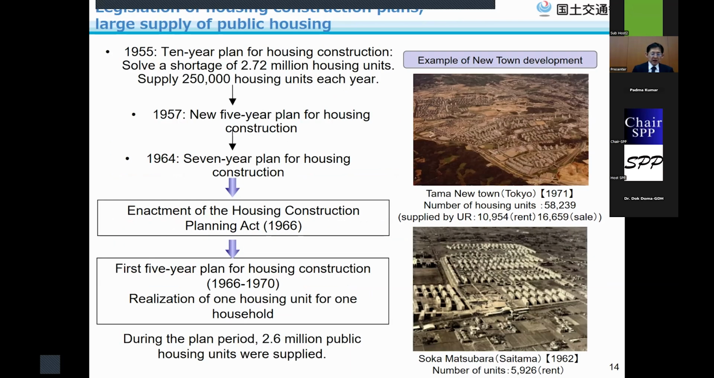Going on to the next page, this is the legislation of housing construction plans. In 1945, the 10-year plan for housing construction was enacted. At this time, there was a shortage of 2.72 million housing units, and so every year, 250,000 houses were supplied. And the laws were formulated between 1965 and the 1970s. The first 5-year plan for housing construction was enacted. The Housing Construction Planning Act was enacted during the plan period. 2.6 million public housing units were supplied.